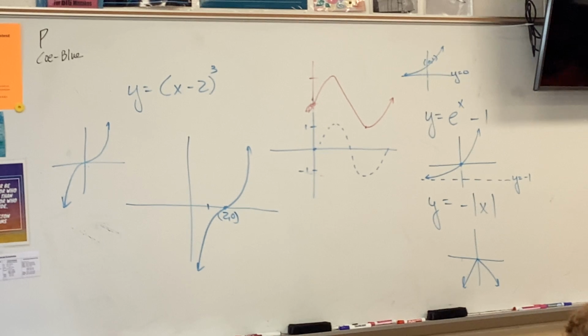Alright, here we go. Part 2. Identify which of the 12 functions is odd. So there are 4 of the 12 that are odd. Look at your pictures. What does odd mean again? Odd means you have symmetry about the origin, right?